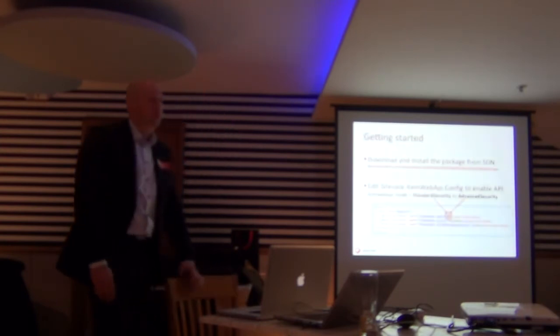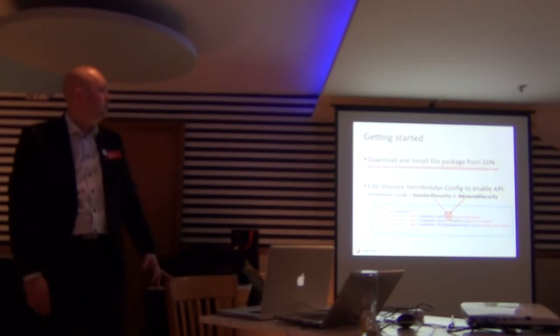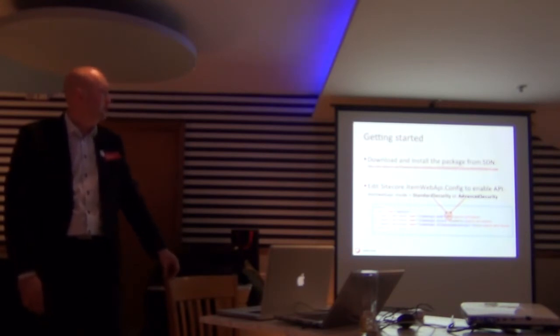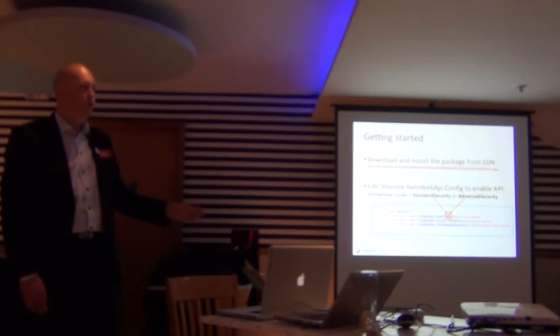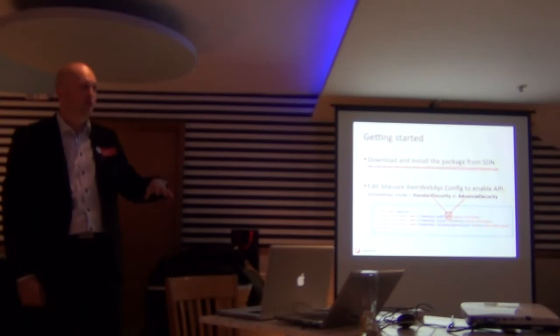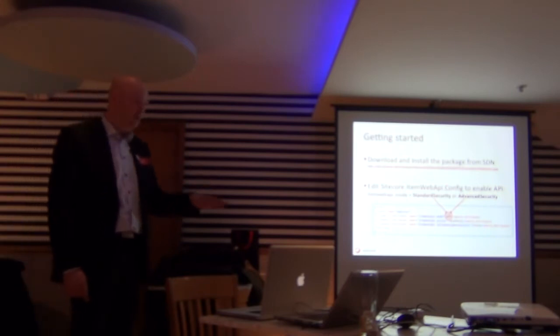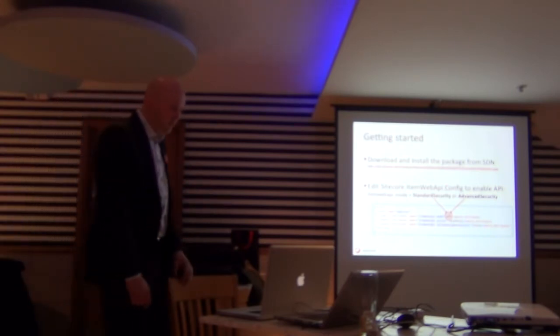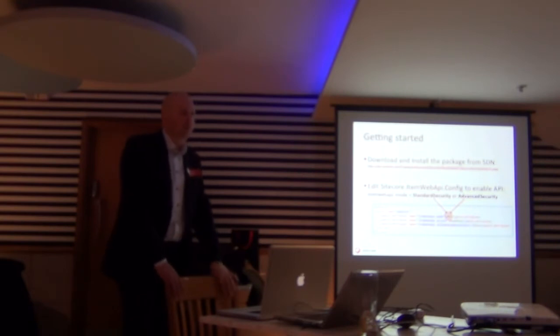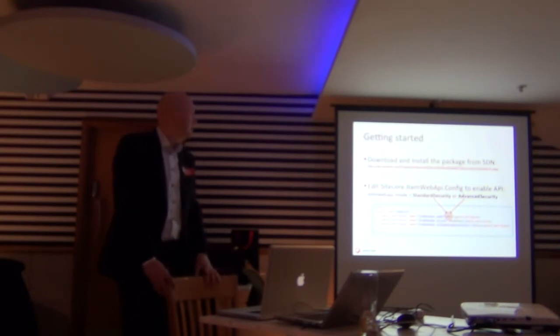To get started with the Item API, download a standard Sitecore package from SDN. It's super easy to install. Just remember to go to the very last page of the documentation where it tells you how to turn it on. In the configuration file for the API, there is a switch, and by default it's set to off for obvious reasons.